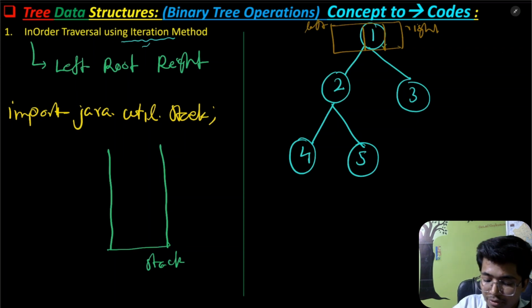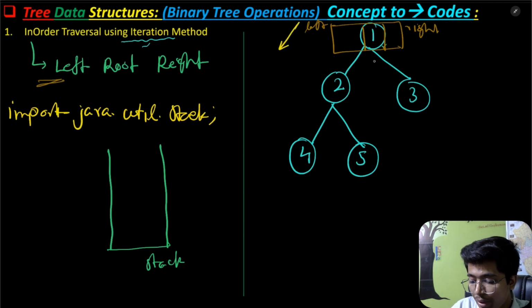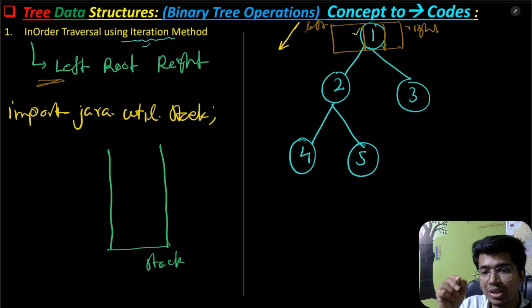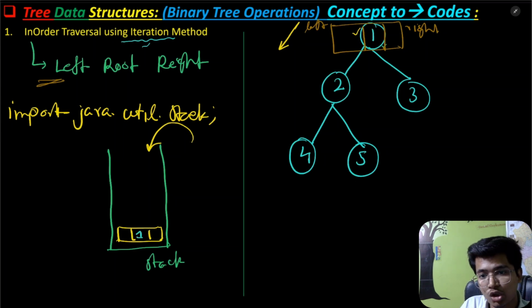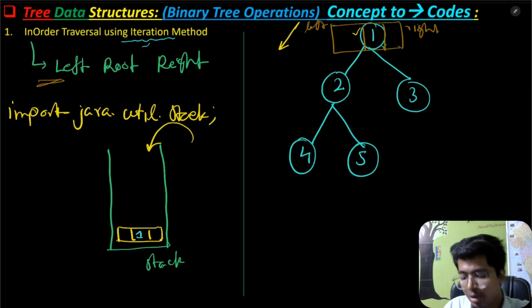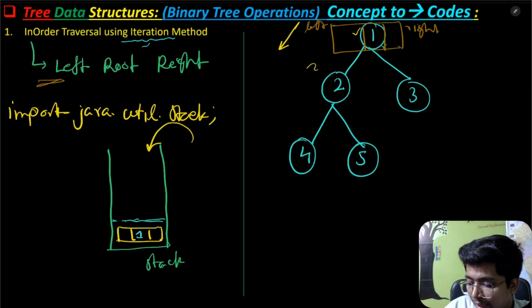So first we traverse the left portion. That means we start from the left side and keep entering the elements of the left side. We start from 1, so we push this element 1 into the stack. This is the actual representation in our program. I will not represent it like this again and again, I just wanted you to understand.